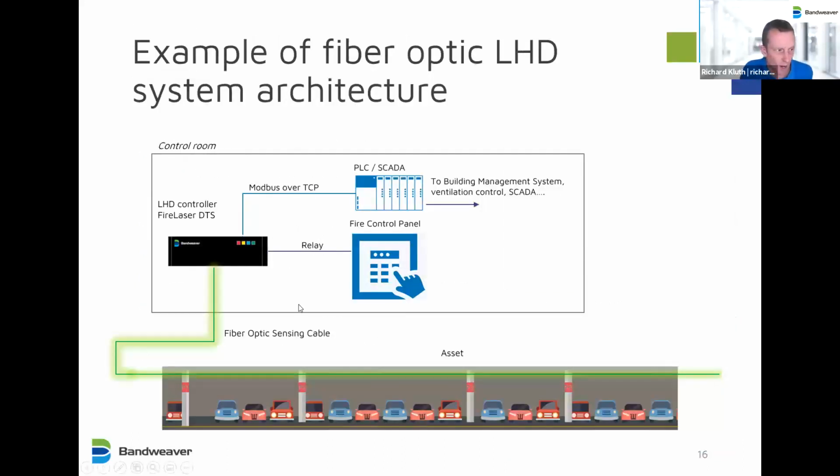With regards to system integration, the system integrates in two key ways. Firstly, and simply, relay to the fire alarm control panel. Each of the alarms can be assigned an electrical relay, and so in the event of an alarm, that relay is triggered. The second method is to send information via Modbus over TCP/IP.